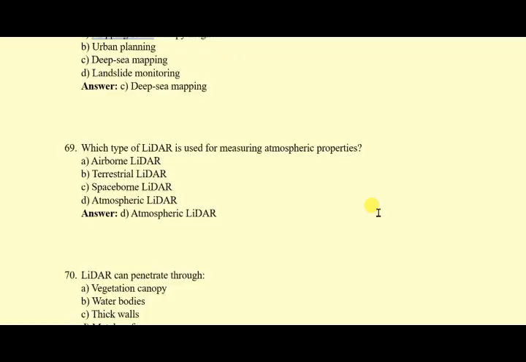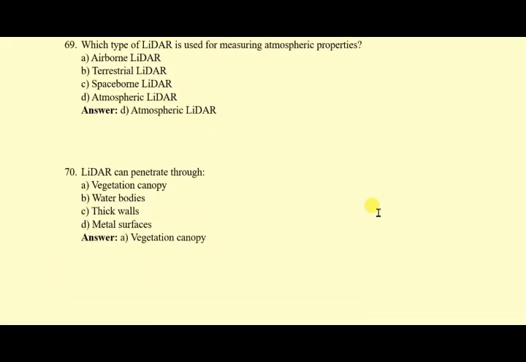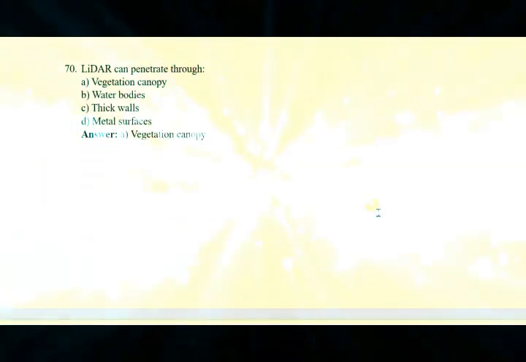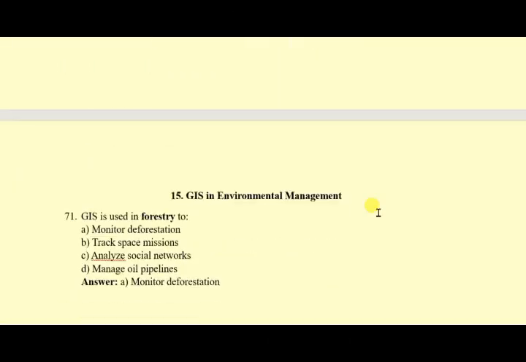Which type of LiDAR is used for measuring atmospheric properties? Airborne LiDAR, terrestrial LiDAR, spaceborne LiDAR, atmospheric LiDAR. Right answer will be atmospheric LiDAR. LiDAR can penetrate through vegetation canopy, water bodies, thick walls, metal surfaces. Right answer will be vegetation canopy.